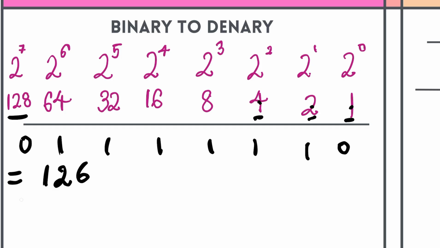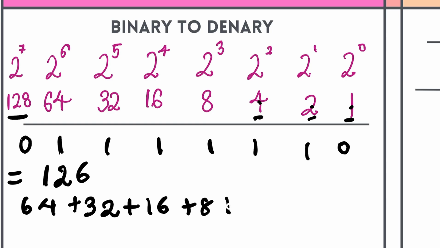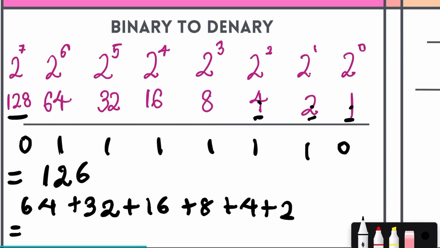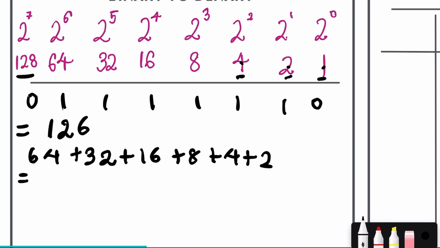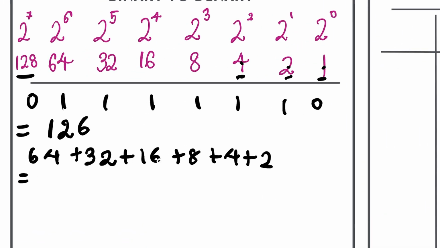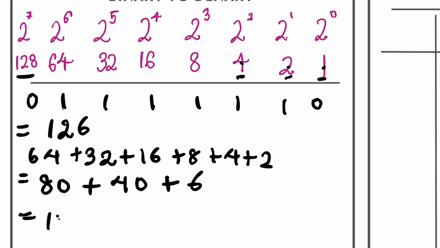But just to make sure, let's actually do the addition, okay? So we have 64 plus 32 plus 16 plus 8 plus 4 plus 2. These are a lot of numbers, but I think we can add them. So we have 64 plus 16, which is going to be 80. And we have 32 plus 8, which is going to be 40. And we have 4 plus 2, which is 6. And it gives you 126.